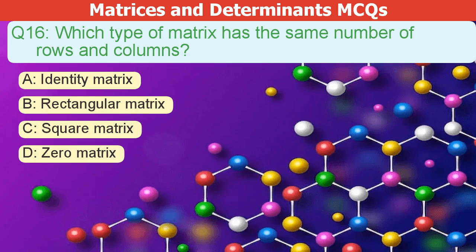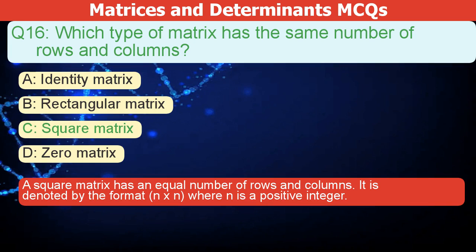Which type of matrix has the same number of rows and columns? A. Identity matrix. B. Rectangular matrix. C. Square matrix. D. Zero matrix. The correct answer is C. A square matrix has an equal number of rows and columns. It is denoted by the format n by n, where n is a positive integer.